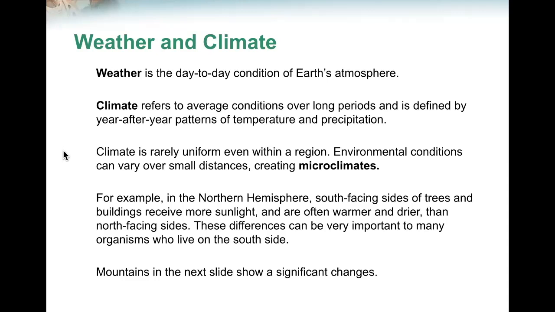Climate is rarely uniform, even within a region. Environmental conditions can vary over small distances, creating microclimates. For example, in the Northern Hemisphere, south-facing sides of trees and buildings receive more sunlight and are often warmer and drier than north-facing sides. These differences can be very important to many organisms who live on the south side. Mountains, in the next slide, show these significant differences.